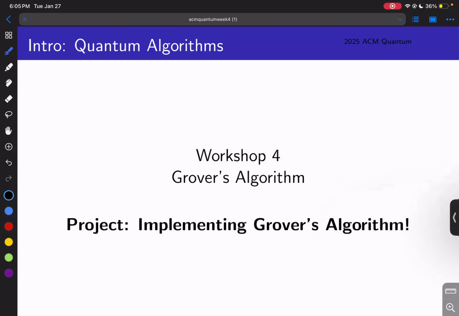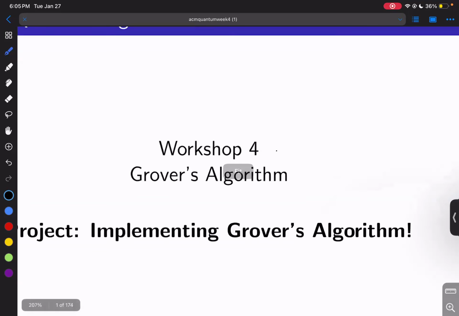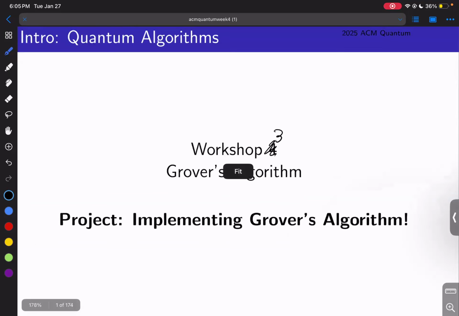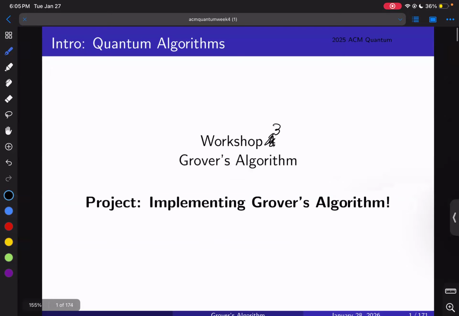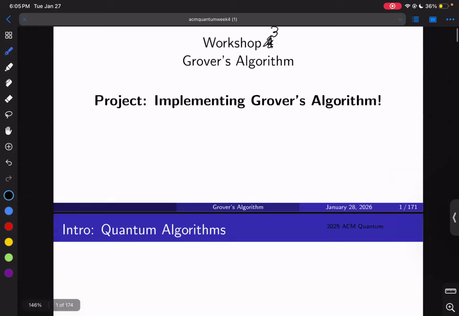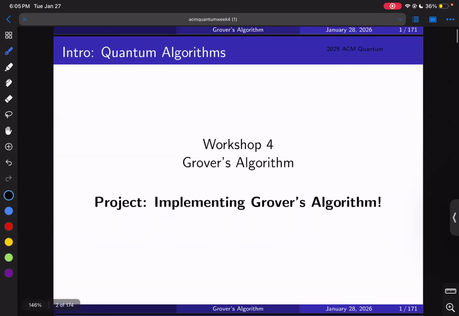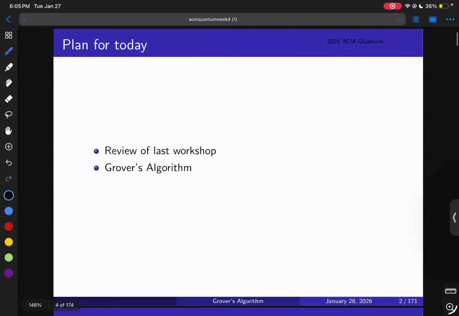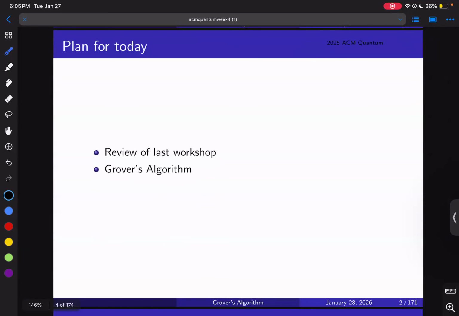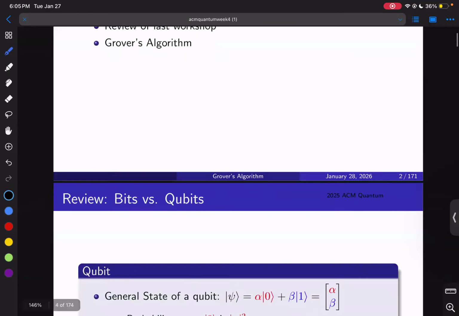Today we're going to be doing Grover's algorithm. Once again, this is actually workshop three. And then the project will be implementing Grover's algorithm. So let's get started. First, we'll review the last workshop a little bit and the one before that, and then Grover's algorithm.